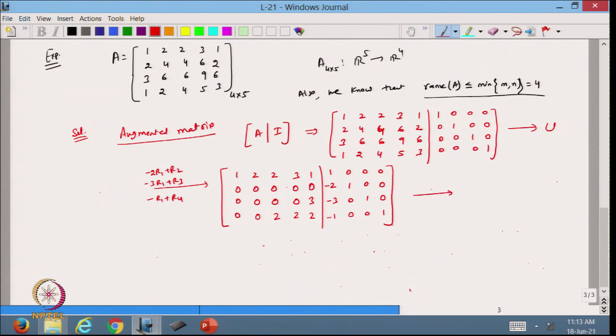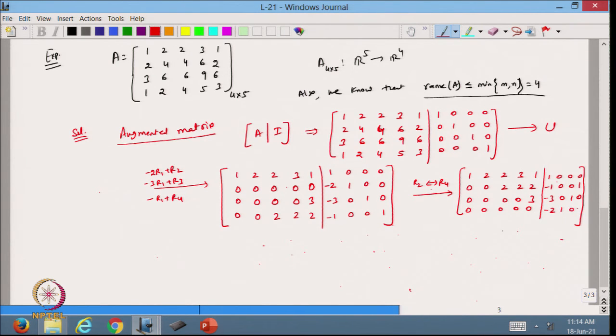Now from here I just swap R2 with R4. So it becomes 1 2 2 3 1, then 0 0 2 2 2 with minus 1 0 0 1, then 0 0 0 0 3 with minus 3 0 1 0, and the last row I will get is zero with minus 2 1 0 0. So this is what I am getting.